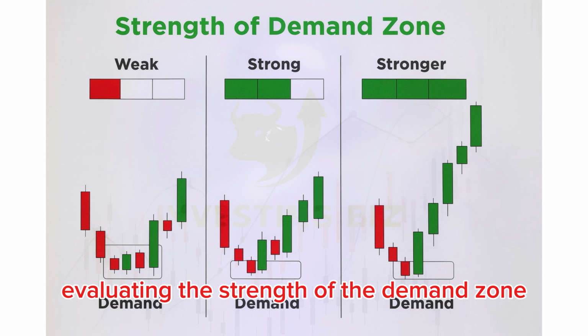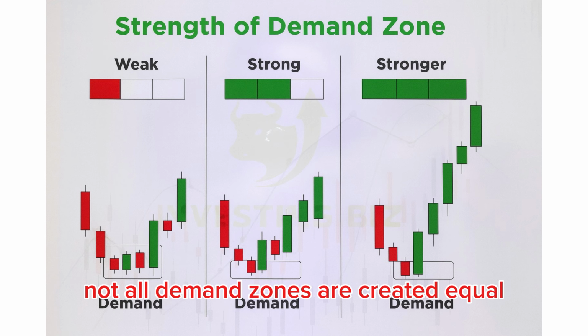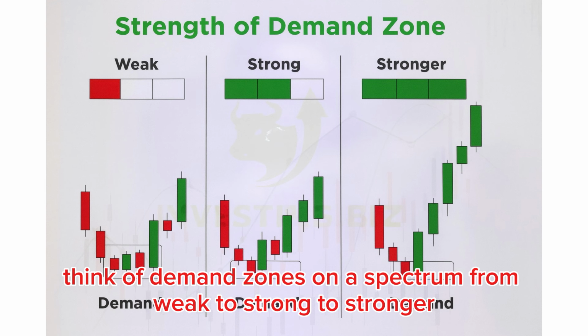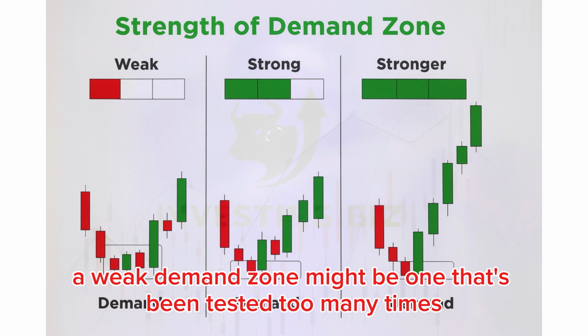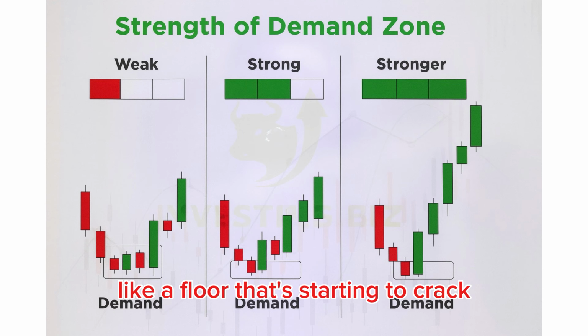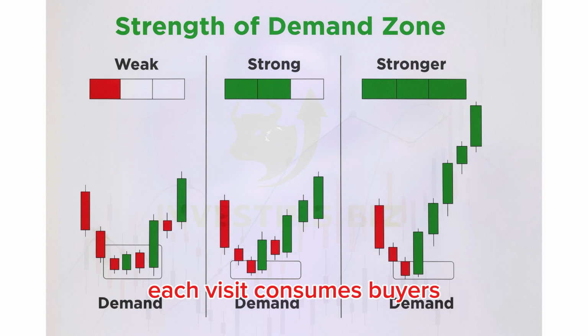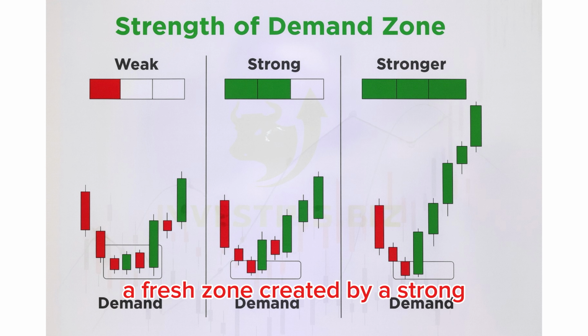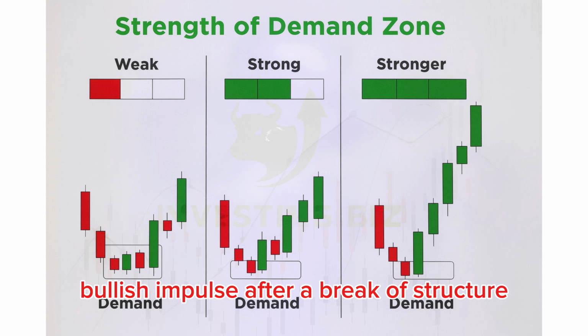Now that we understand the role of liquidity, we have one final, critical filter to apply: evaluating the strength of the demand zone. Not all demand zones are created equal, and knowing the difference is what separates okay trades from great ones. Think of demand zones on a spectrum from weak to strong to stronger. A weak demand zone might be one that's been tested too many times, like a floor that's starting to crack. Each visit consumes buyers, making a break more likely.